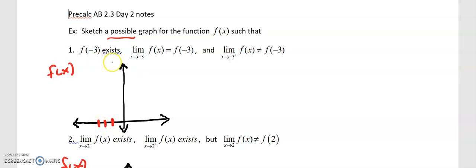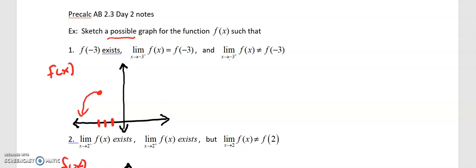For f of negative 3 to exist, I'm just going to put a y value. Now, it doesn't specify what y value, so that's where your graph could vary. That could be in the positive. You could have a negative y value. I just chose to put it right there. The limit of f of x as x approaches negative 3 from the left has to equal that same y value for f of negative 3. So as I approach this graph from the left, I'm actually going to draw this something like that. And I'll just stop there. And so that makes those conditions true.